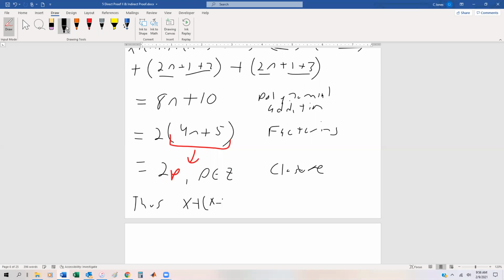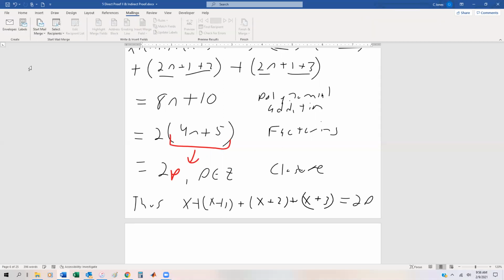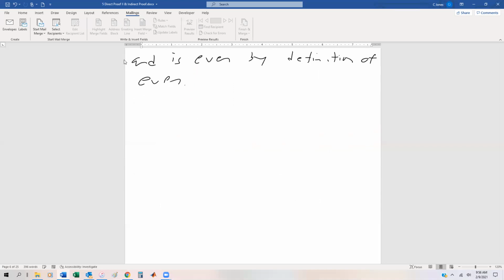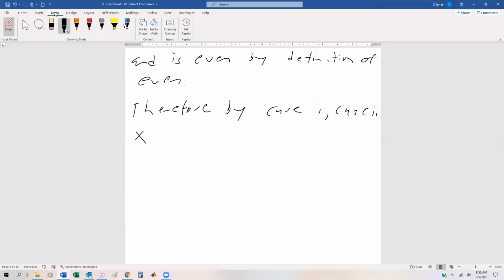So what we're going to say is that, thus, x plus 1 plus x plus 2 plus x plus 3 is equal to 2p and is even by definition of even. And then finally, we can say by case 1 and case 2, therefore, that the sum of 4 consecutive integers is indeed even.